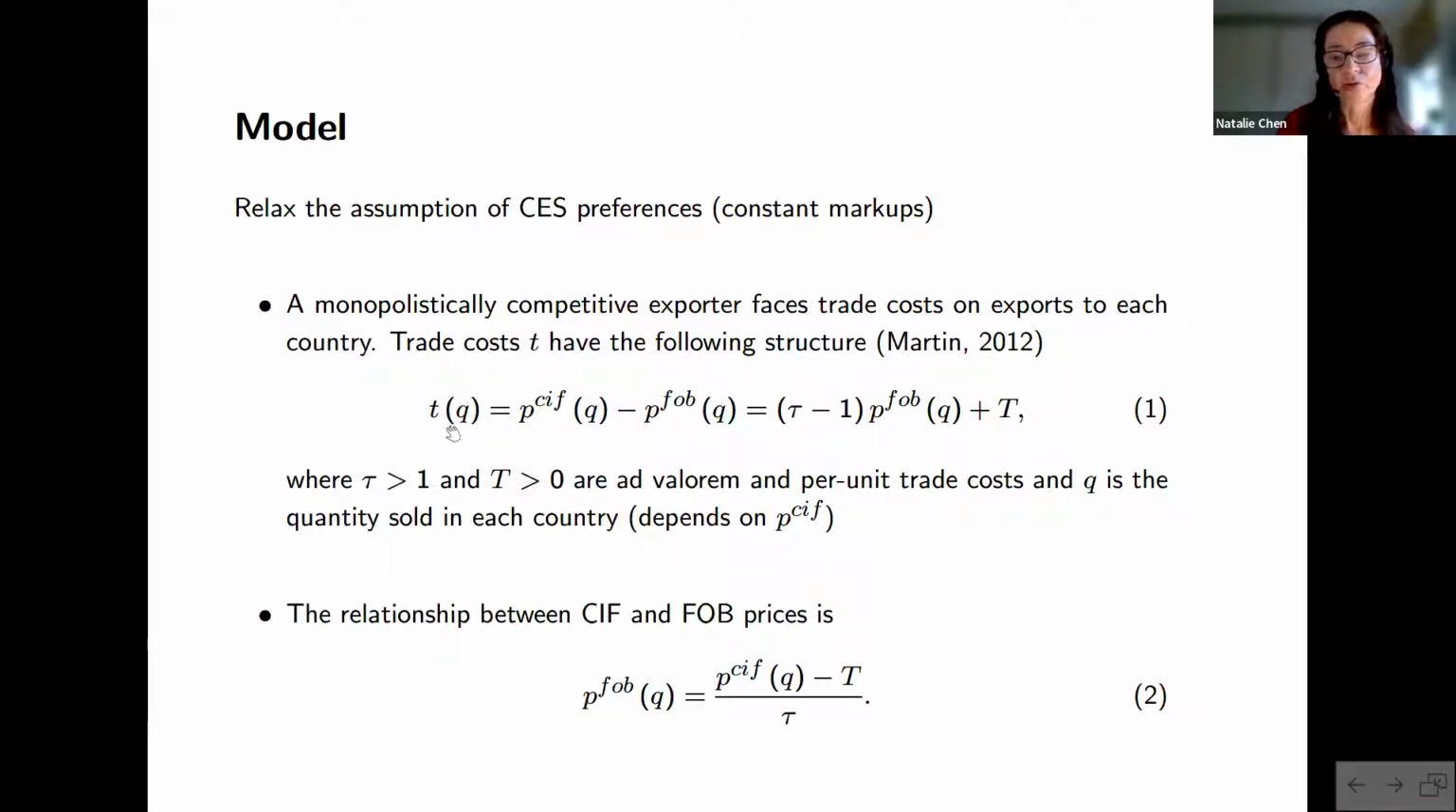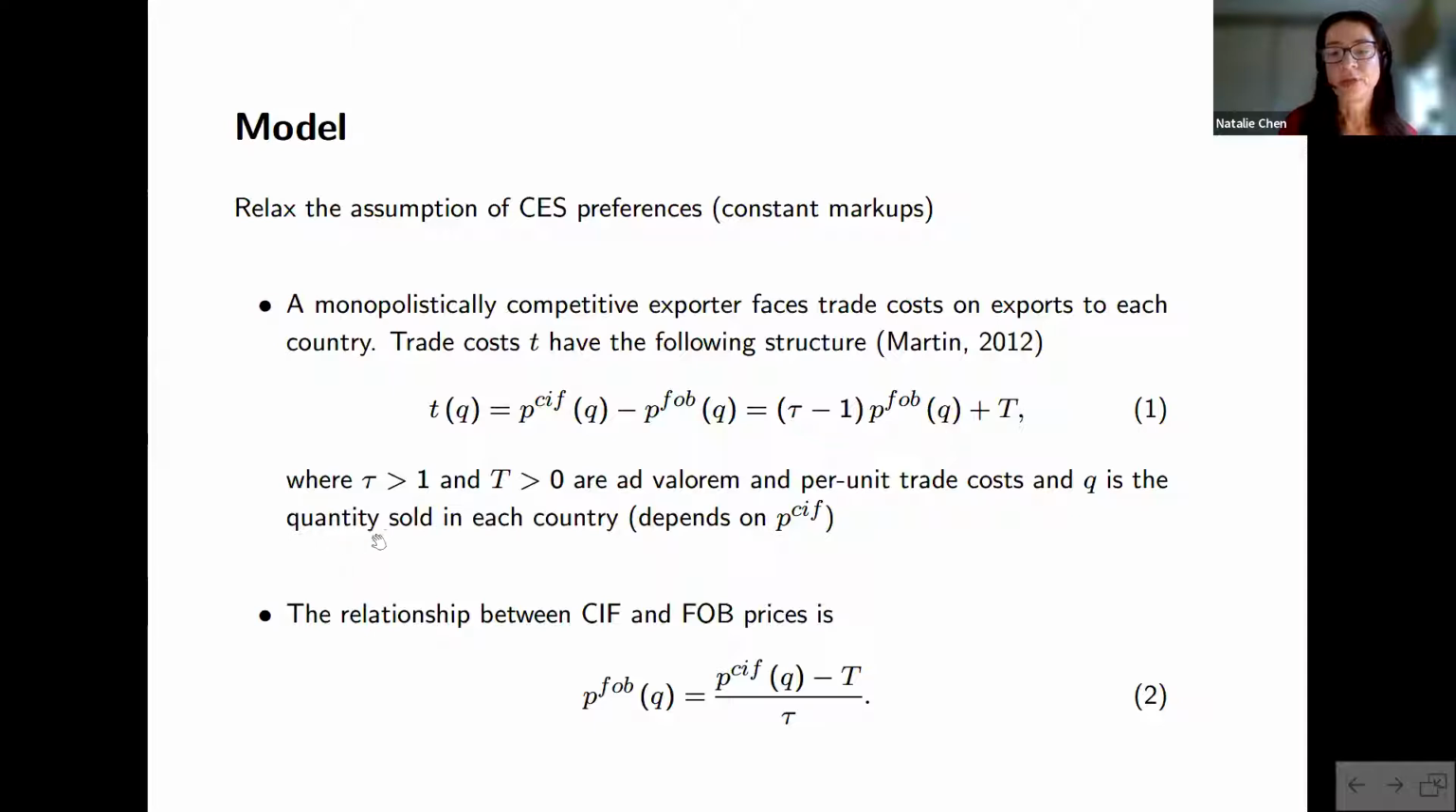So trade costs are simply the difference between the CIF and FOB prices, so the import price minus the export price. And trade costs will be equal to tau minus 1 times the FOB price, or the export price, where tau is simply the iceberg cost, or the ad valorem cost that is larger than 1, plus T, where T is simply a per unit cost, so where T is simply positive. So we have that trade costs have two components. This is the ad valorem component, and this is the per unit component.